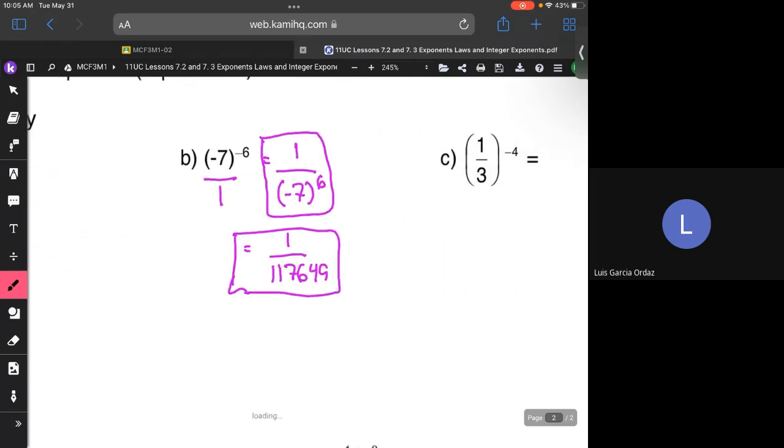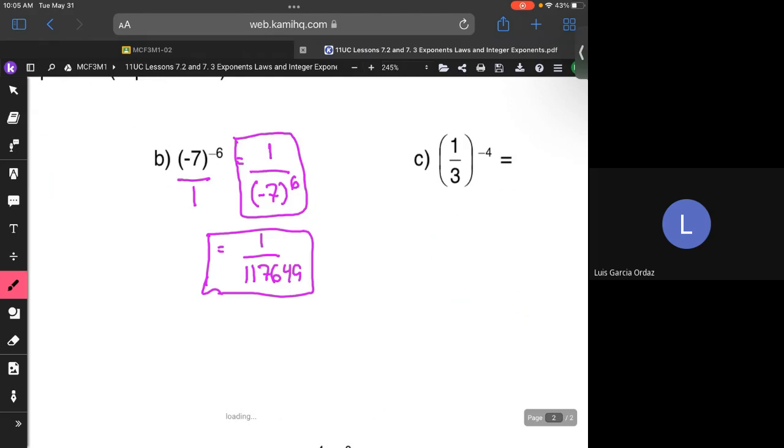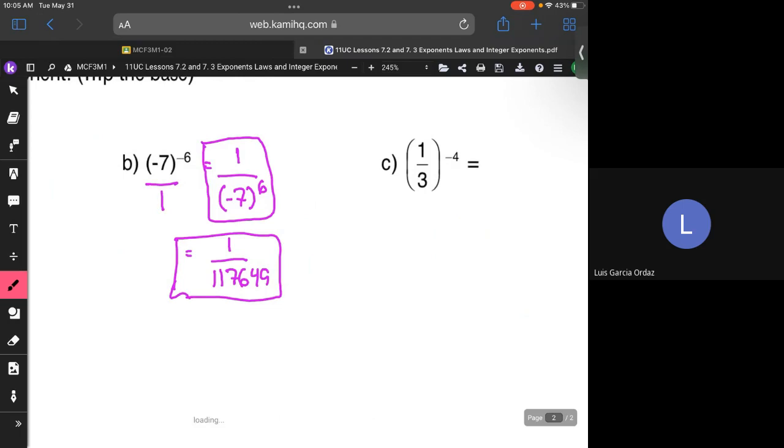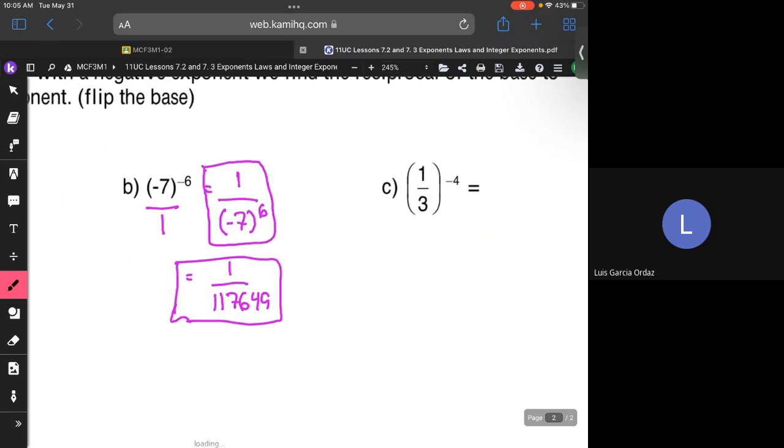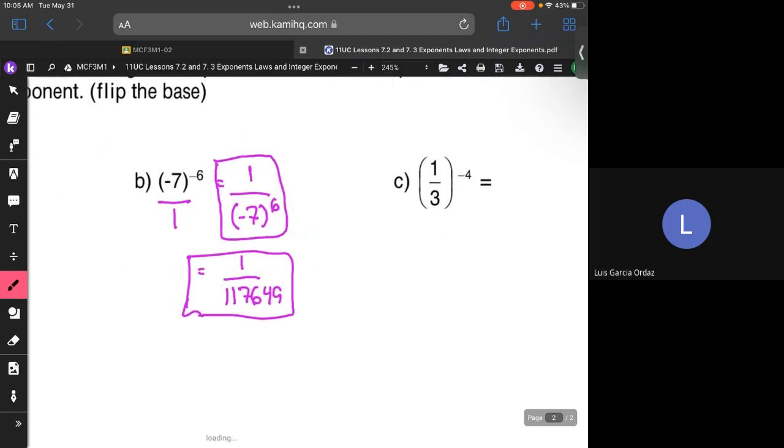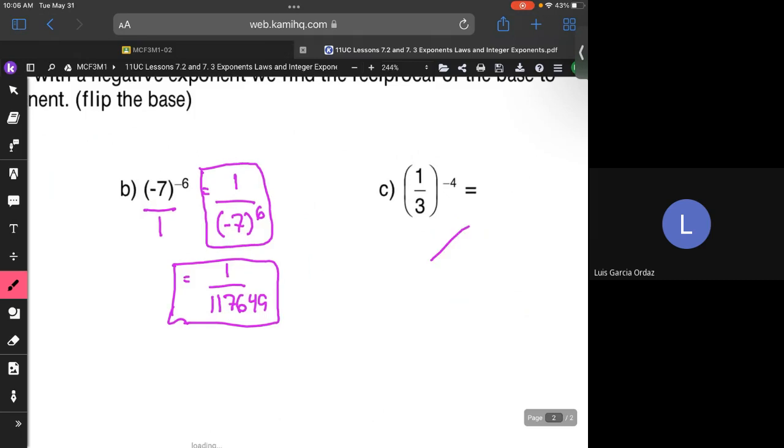And now for C, we have 1 over 3 to the power of negative 4. So how do I change that into a positive exponent? Olivia? Yep, that's it. So all you're doing is flipping the fraction. So it becomes 3 over 1, which is just 3, to the power of positive 4, which is just 81.